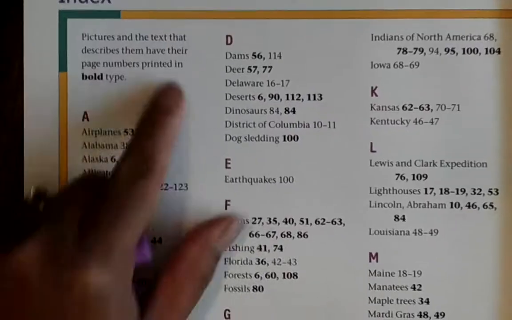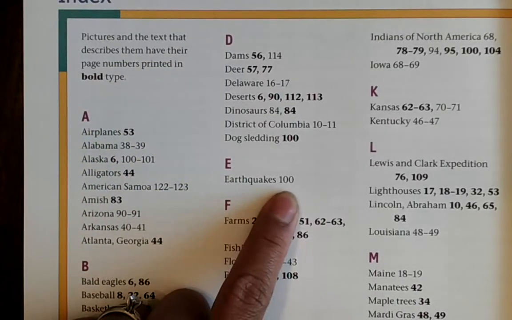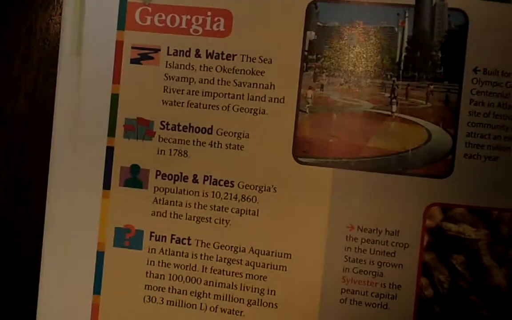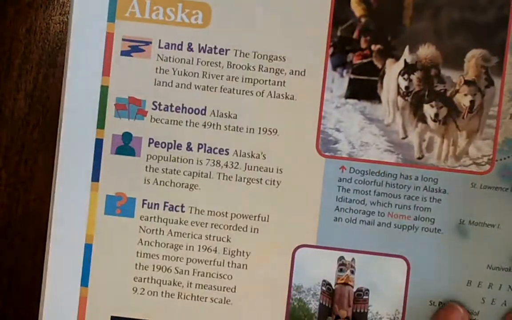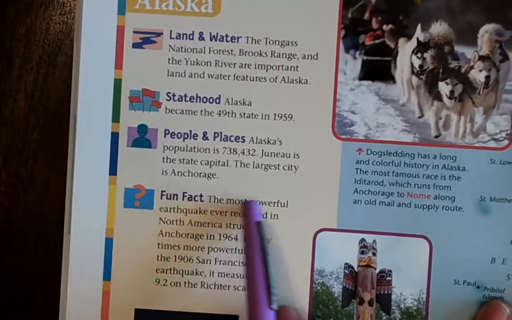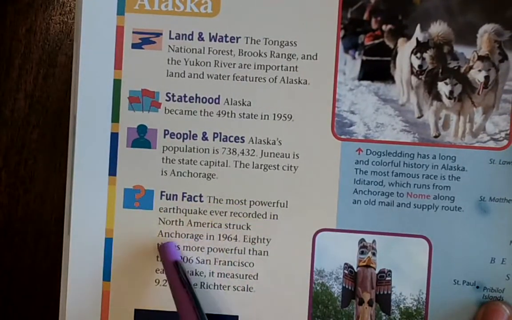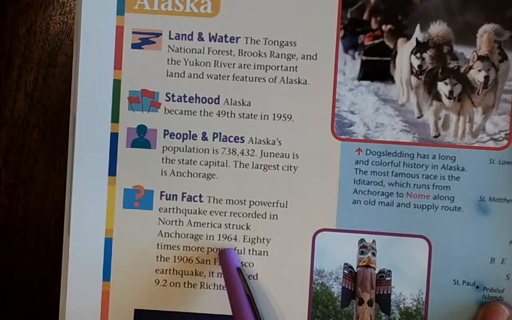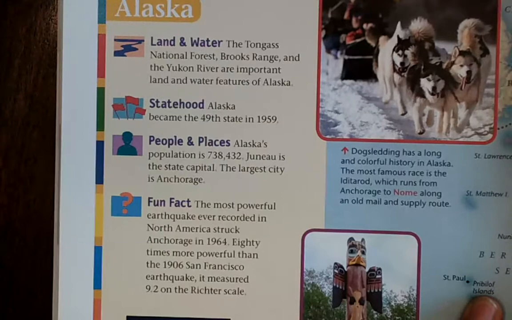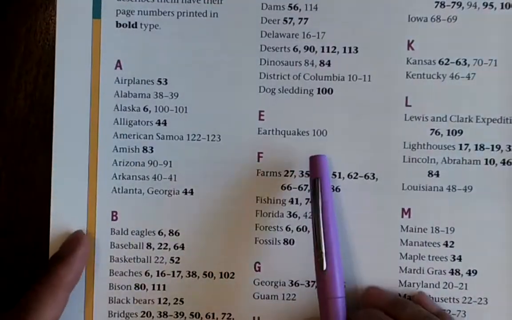See? Earthquakes, I'm going to find it on page 100. Let's just try it out. Let's go to page 100. Let's see if it's talking about earthquakes. Here we go. Fun fact, the most powerful earthquake ever recorded in North America struck Anchorage in 1964. 80 times more powerful than the 1906 San Francisco earthquake. It measured 9.2 on the Richter scale. Wow, that's a very strong earthquake. So there we go. We did find it.